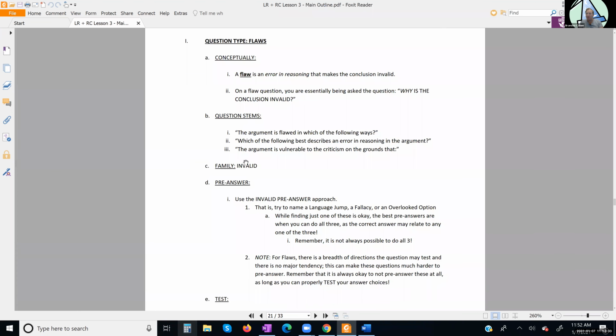Now, this falls in that family of what we call invalid, which means that we know the stimulus is wrong. So our pre-answer is going to be generally the same as what I just broke down. Now, remember, pre-answering is not necessarily a prediction. It's just gathering our thoughts before we actually go into the answers. I don't like to specifically try to predict. I just want to gather my thoughts on what's going on.